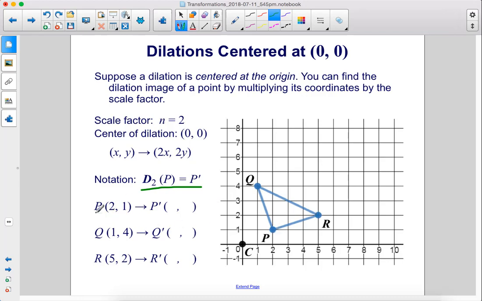If we have a point P at 2, 1, we multiply both of these by 2. So that becomes 4, 2. All right, here we have 1, 4 for Q. So that becomes 2, 8. Right there. 5, 2 becomes 10, 4. There. Now we'll just connect those points with lines.